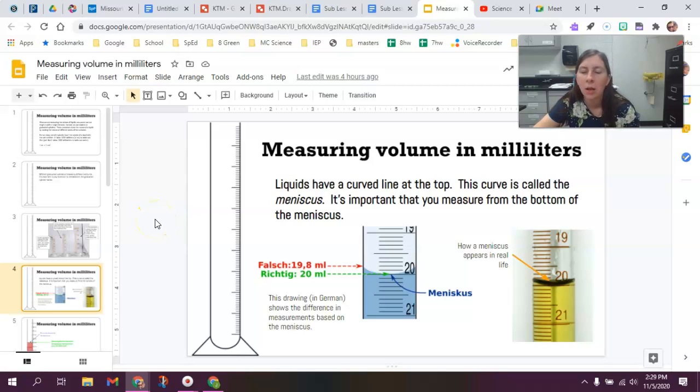When you are measuring liquids, it's very important that you look at this meniscus, which is the curved line, and you're always measuring from the bottom of the meniscus. So in our drawings, the curved line will be pretty obvious and it's pretty easy to tell where the bottom of the curved line is. Here you can see what a meniscus would look like with a real liquid. It has that curve, that darker area. We're always going to measure from the bottom of the meniscus. So for instance, this would be at 20 milliliters. We want to measure from the bottom part of the meniscus.